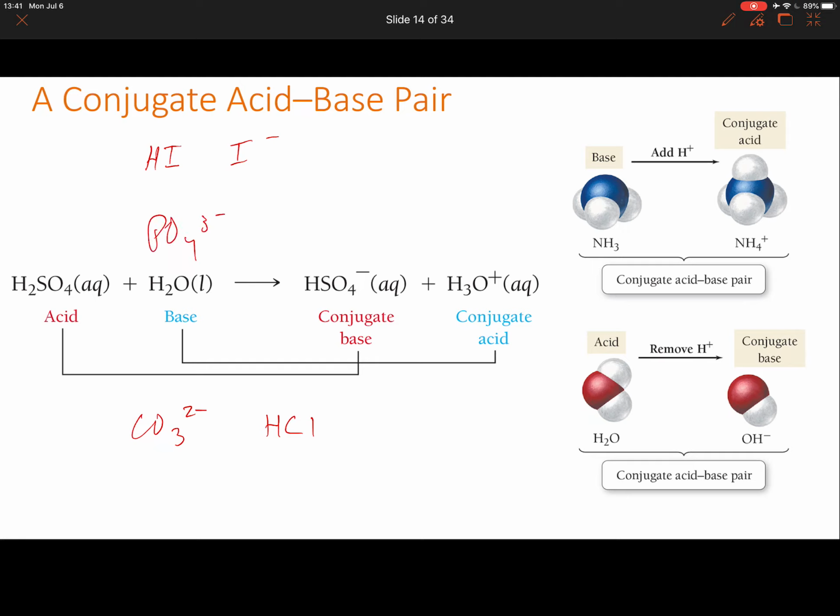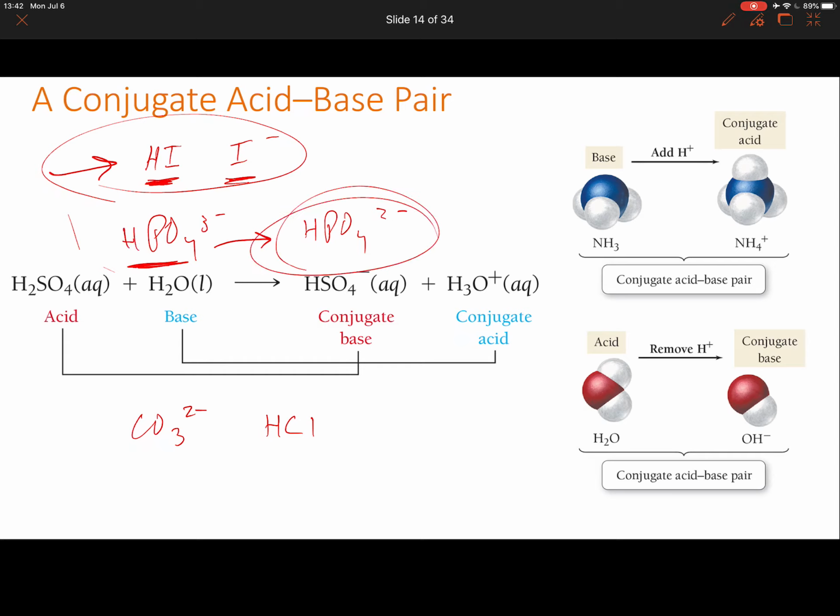PO4 3 minus, H, PO4 2 minus. So can I add or take away a hydrogen and make the other one? Well, yeah, for this one I can take away a hydrogen and make this one. So that means they're a conjugate acid-base pair. What about here? Can I add or remove one hydrogen and make the other? Yeah, adding one hydrogen to PO4 3 minus makes this. So they are an acid conjugate base pair.